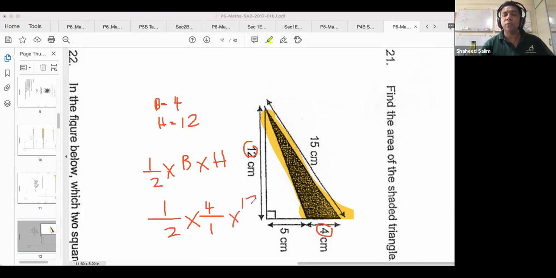So what do I do? I don't like to times big numbers. I take the biggest number 12 divided by 2, get 6. 2 divided by 2, 1 times 4, 4. 4 times 6, 24. 24 square cm. And that's my answer. That's the correct answer, okay?